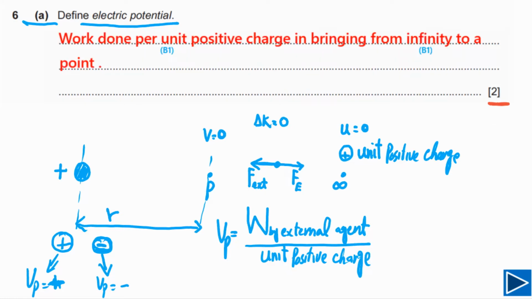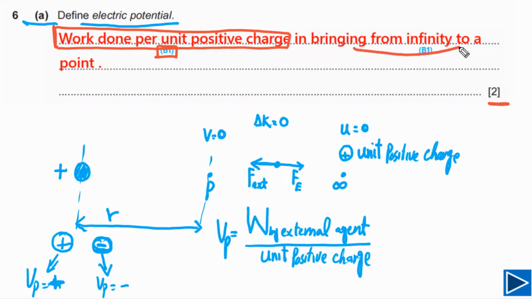In your answer, you have to mention 2 points. The first point you can mention is work done per unit positive charge. If you write this down, you will get 1 mark, and that is the B1 mark. And the second mark you will get if you have mentioned bringing from infinity to a point. If you bring a unit positive charge from infinity to any other point, the work done to bring this unit positive charge from infinity to this point is called electric potential.